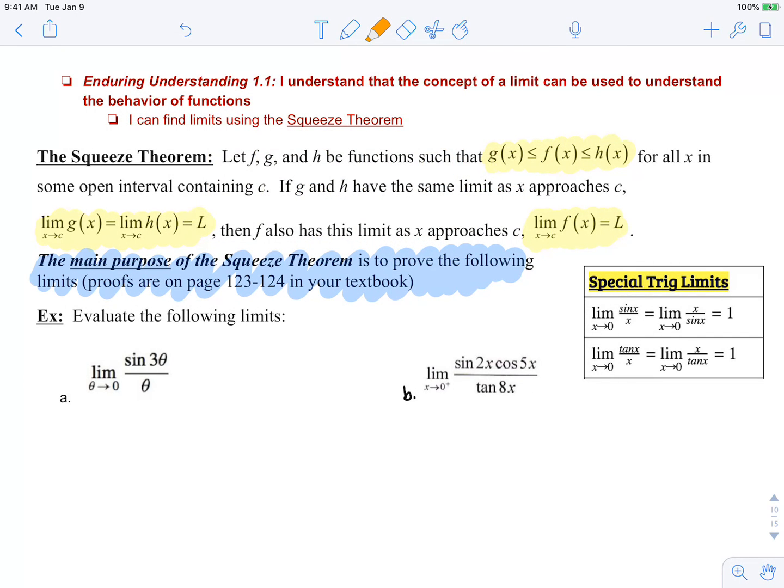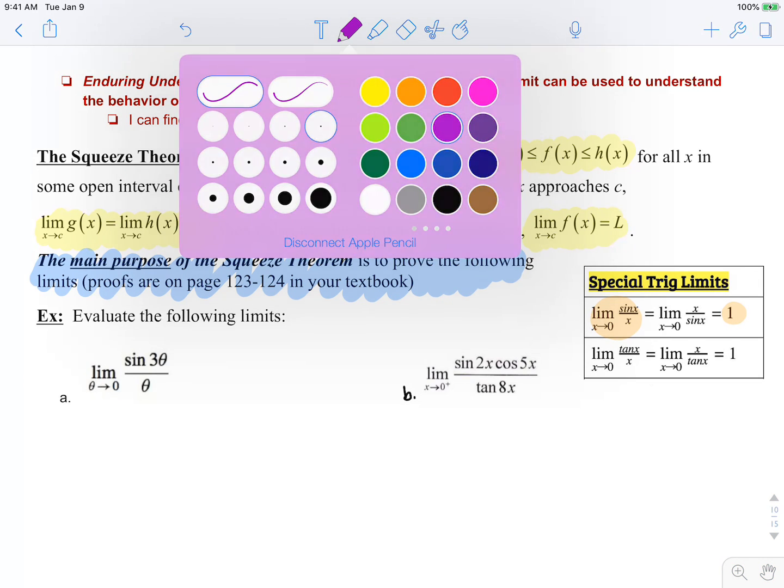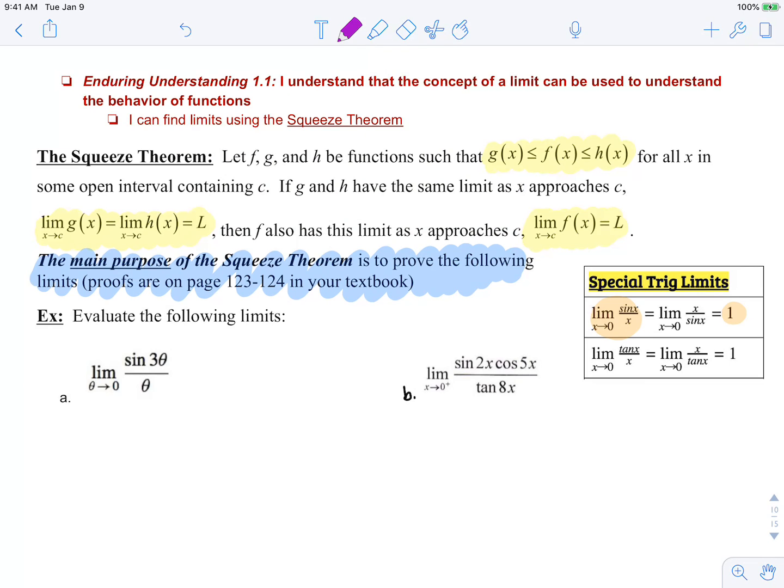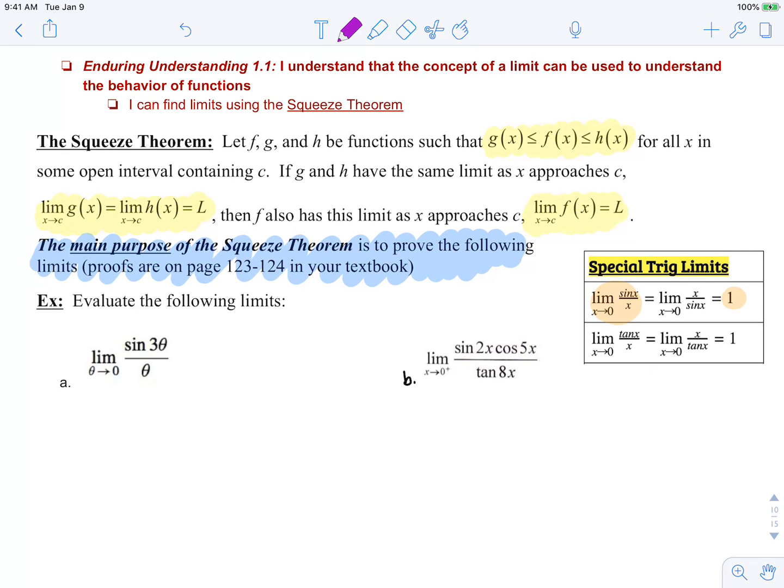So when I look at this limit, sine 3 theta over theta, as theta approaches 0, it looks very similar to this limit. The limit as x approaches 0 of sine x over x will equal 1. So we ask ourselves, how can we manipulate this trig limit so that it looks more like the special trig limit on the right that we know is equal to 1? Well, I know that this is sine of 3 theta.